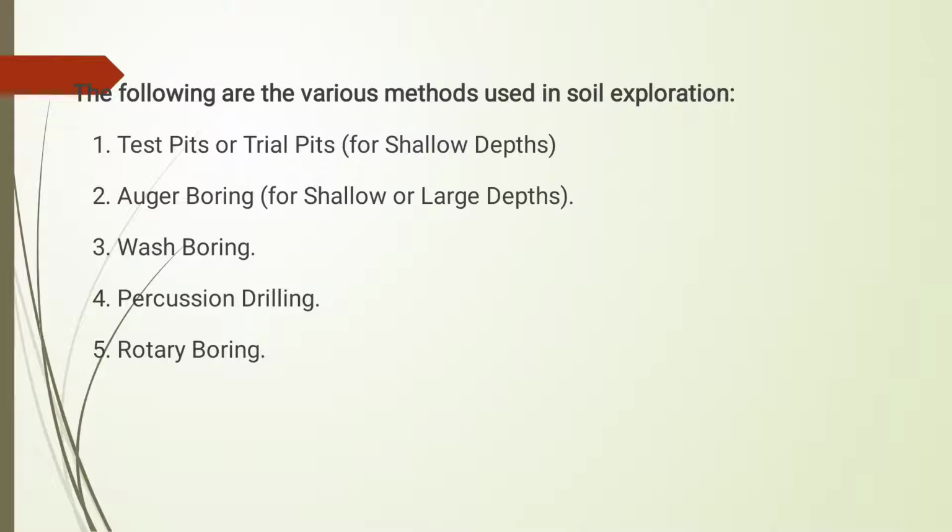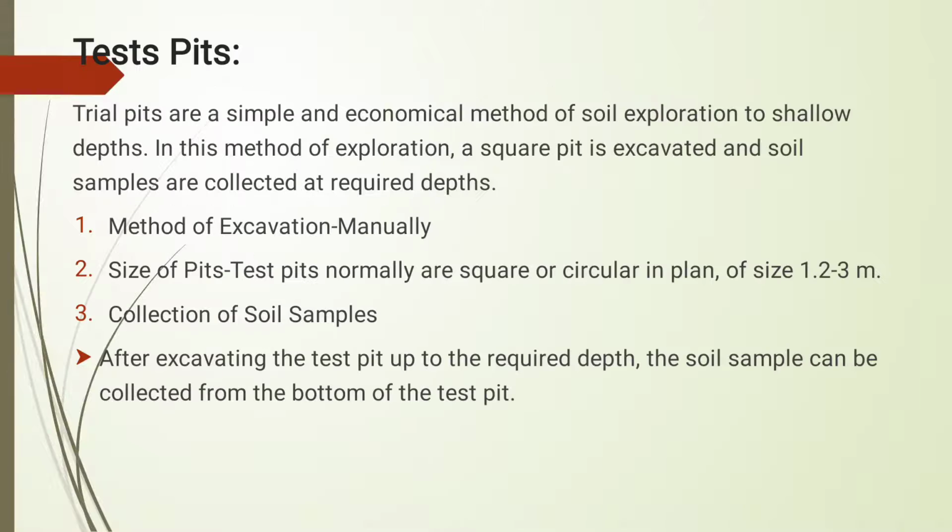So there are various methods used in soil exploration. First one is test pit, and it is used for shallow depth. Next one, auger boring. It is used for shallow or deep, that is large depth. Next one is wash boring, percussion boring and rotary boring. First one, test pit or trial pit.